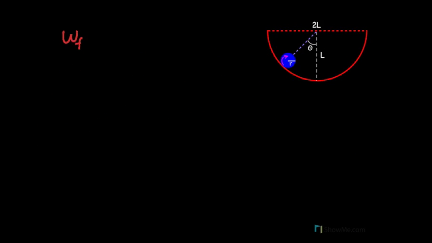Now for the second method. This one involves rotational kinematics. We know that under constant acceleration, the final angular velocity squared equals the initial squared plus twice the angular acceleration times the angular displacement of the sphere. And let this angular displacement be phi since theta is our original angle of release.